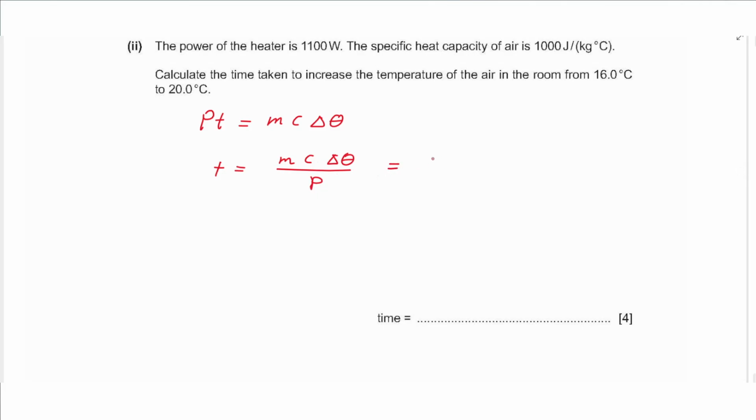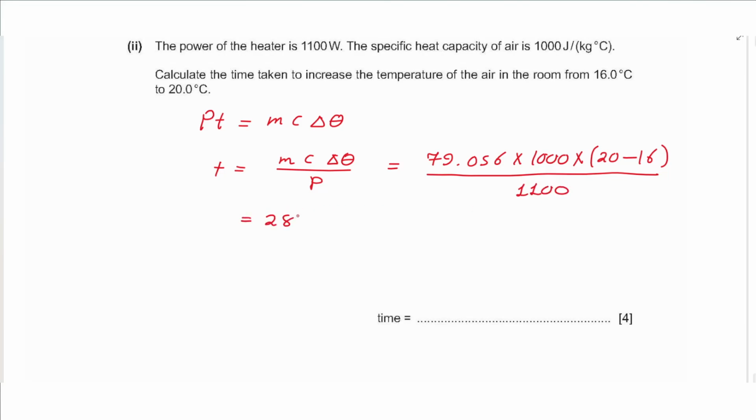Substituting, we have the mass, which was 79.056 by 1000, which is the specific heat capacity, and then we calculate the difference in temperature between 20 and 16. Then we divide by the power, which is 1100. That gives a time of 287.47636, which we can approximate to 287 seconds or 290 seconds.